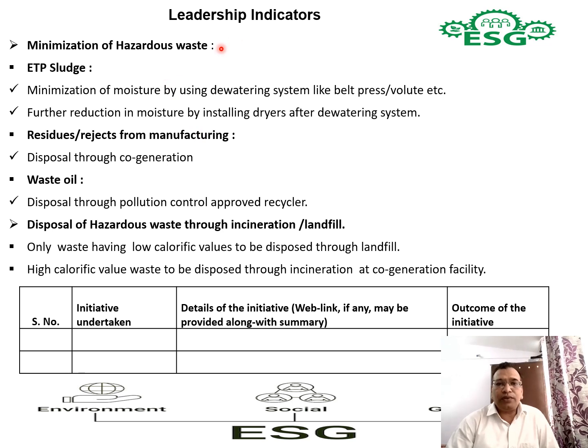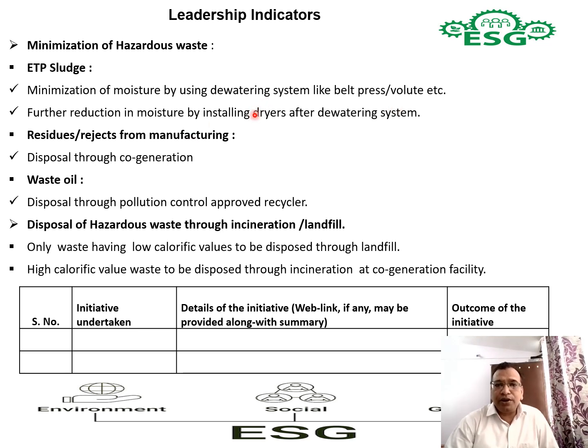Now, minimization of hazardous waste. We will speak here about how to minimize the hazardous waste. The majority of the solid waste is generated from ETP sludge, and ETP sludge is generated through different dewatering systems. So what you have to do is minimize the moisture content by using dewatering systems like belt press, filter press and volute, and then centrifugal force systems like Alfa Laval decanters. Nowadays people are moving towards press and volute, because the ultimate moisture content is very low, and hence it will ultimately reduce the quantity of waste generated and also the disposal cost.